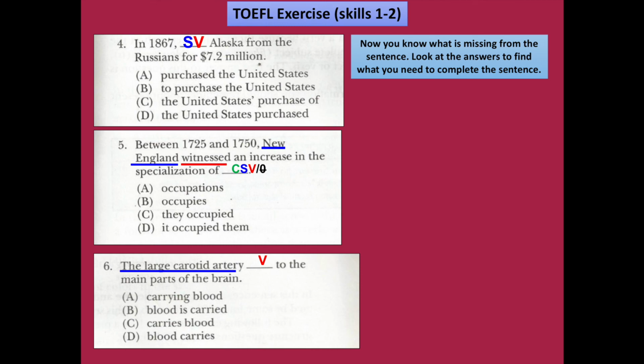See, in number 5, we have connector, subject, verb, or nothing. That means that your answer needs to have a connector, a subject, and a verb, or have something else.